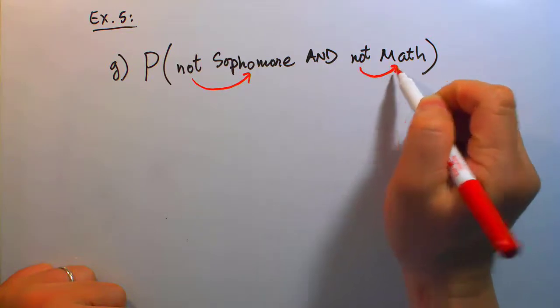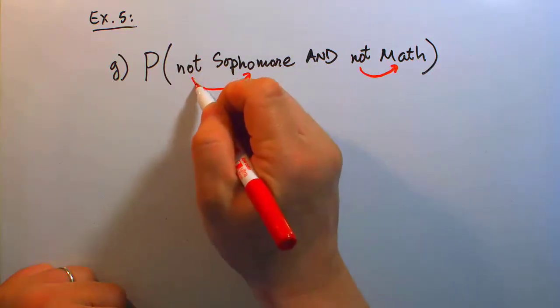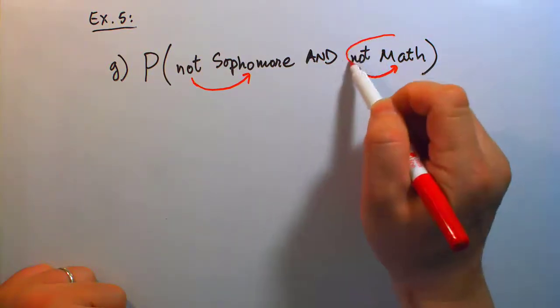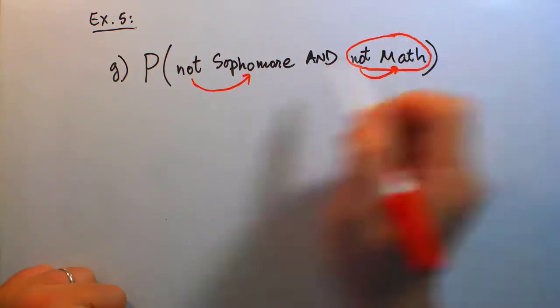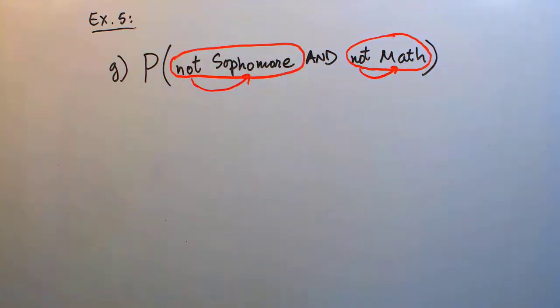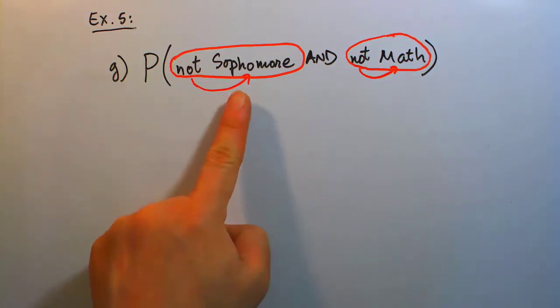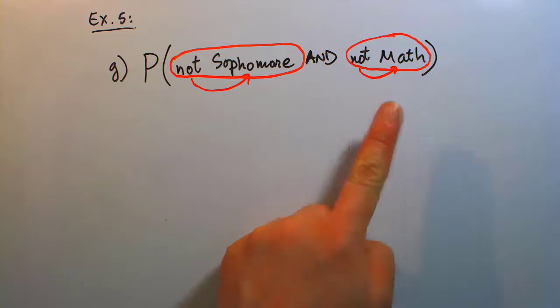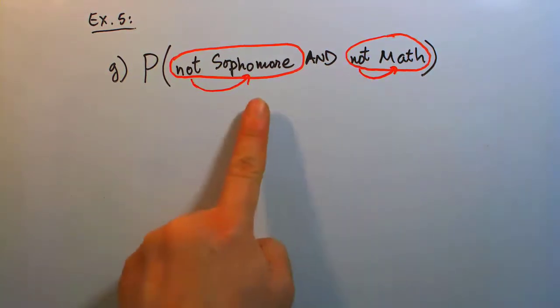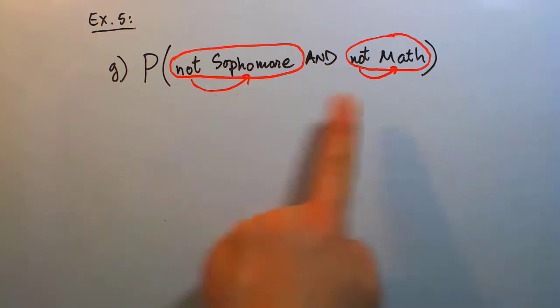And so the chart I brought up earlier to explain now means we're treating not math as one event and not sophomore as another event. That's what the whole idea about being attached to, being grouped to, is all about. So now, taking that understanding, not sophomore is one event and not math is another event. Here we're still looking for the outcome that meets the two requirements together, the intersection of not sophomore and not math.